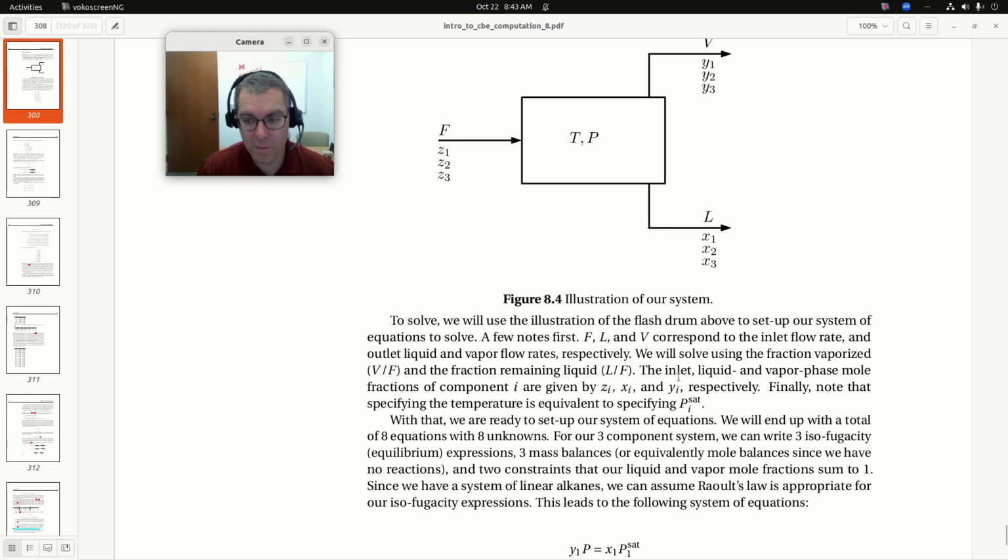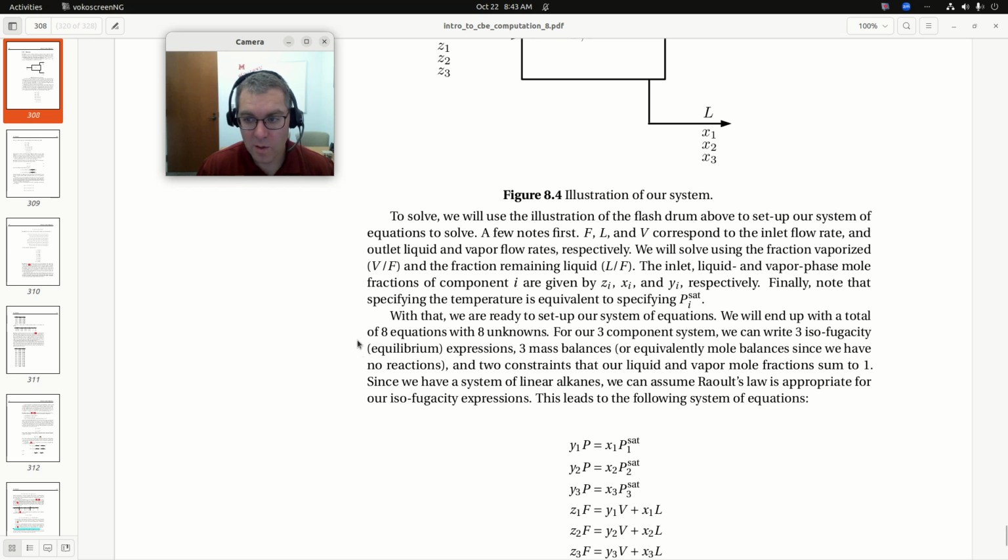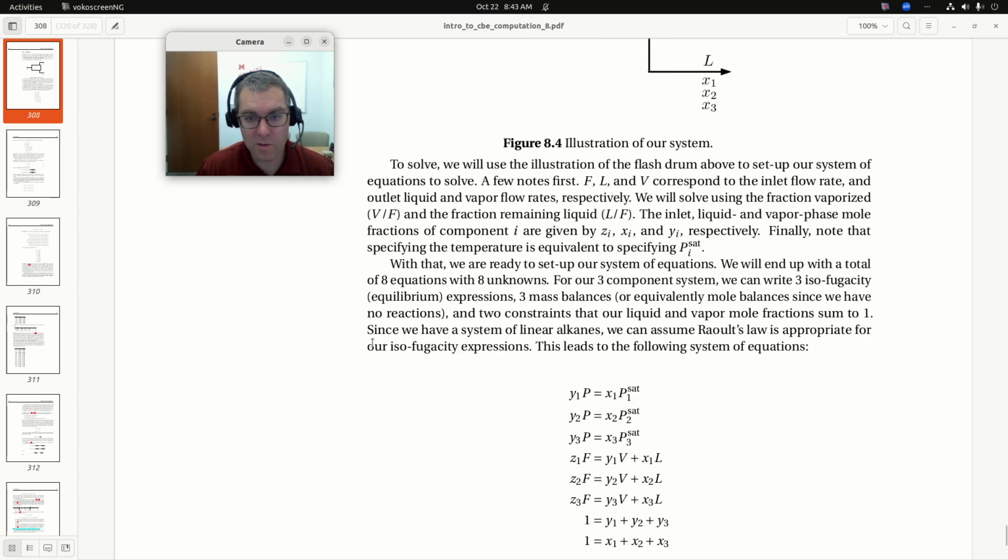The inlet, liquid, and vapor phase mole fractions of component i are given by z_i, x_i, and y_i respectively. Finally, note that specifying the temperature is equivalent to specifying P_i sat. With that, we are ready to set up our system of equations. We will end up with a total of 8 equations with 8 unknowns. So for our 3-component system, we can write 3 isofugacity or equilibrium expressions, 3 mass balances or equivalently mole balances since we have no reactions, and 2 constraints that liquid and vapor mole fractions sum to 1.